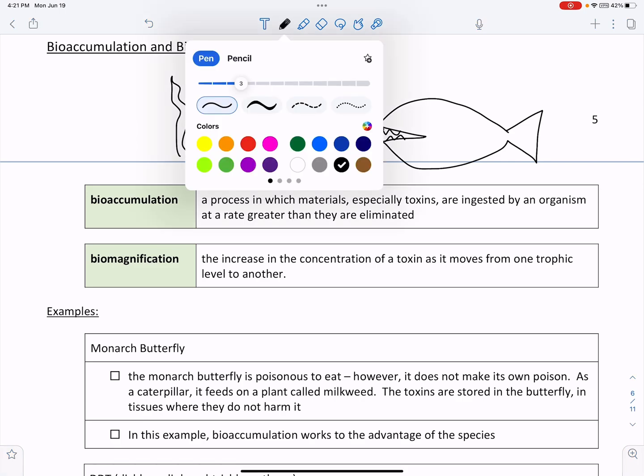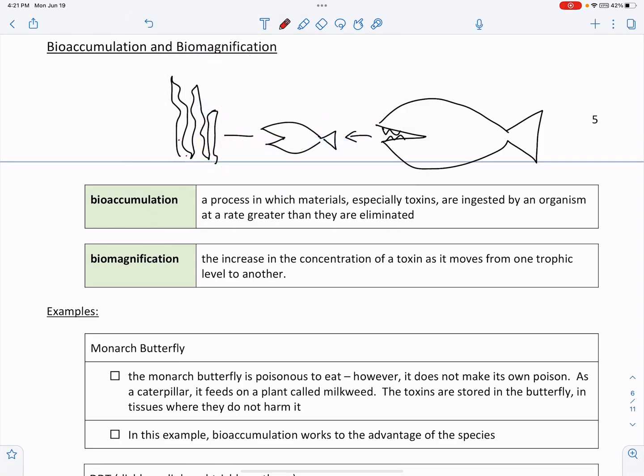If the plants accumulate toxins from their environment, these toxins will appear inside the fish. And if larger fish eat lots of small fish, then their concentration of toxins will be the highest because they are higher up in an ecosystem and therefore have a higher concentration of toxins.